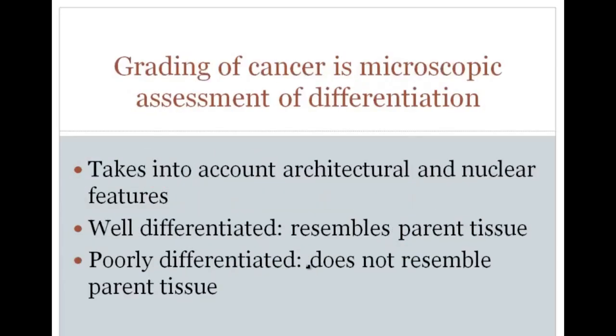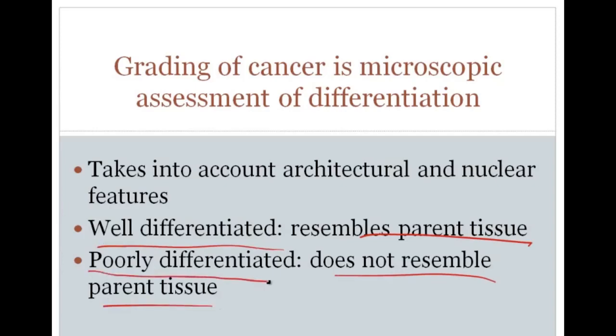Now, once a patient has a cancer and we've made the diagnosis of cancer, the next thing that the pathologist does, which is important for prognosis, is to grade the cancer. And what does grading of cancer involve? It involves asking the question, does the tumor look like the tissue in which it's growing? So the more the tumor looks like the parent tissue in which it's growing, the better differentiated it would be. And so if it resembles the parent tissue, as I've stated here, it's well differentiated. And if it does not resemble the parent tissue, we call that poorly differentiated.